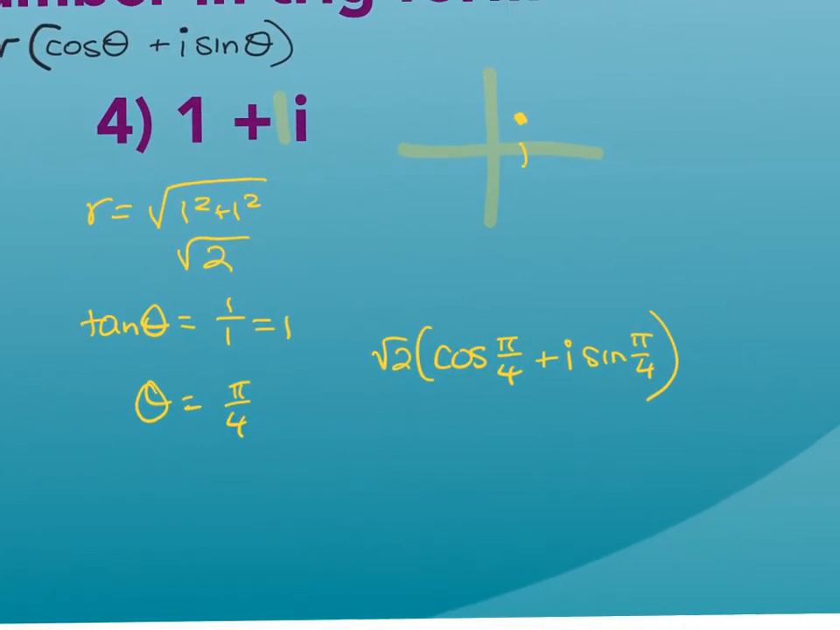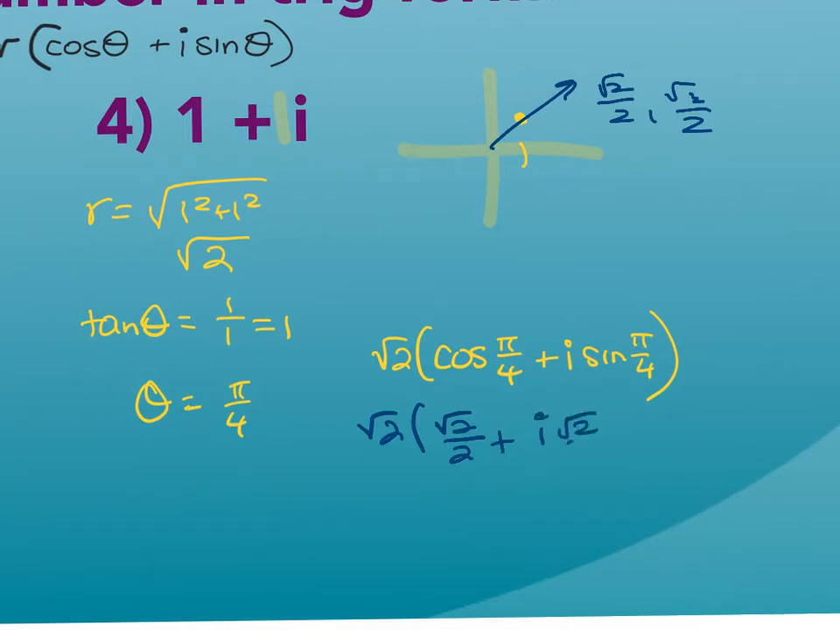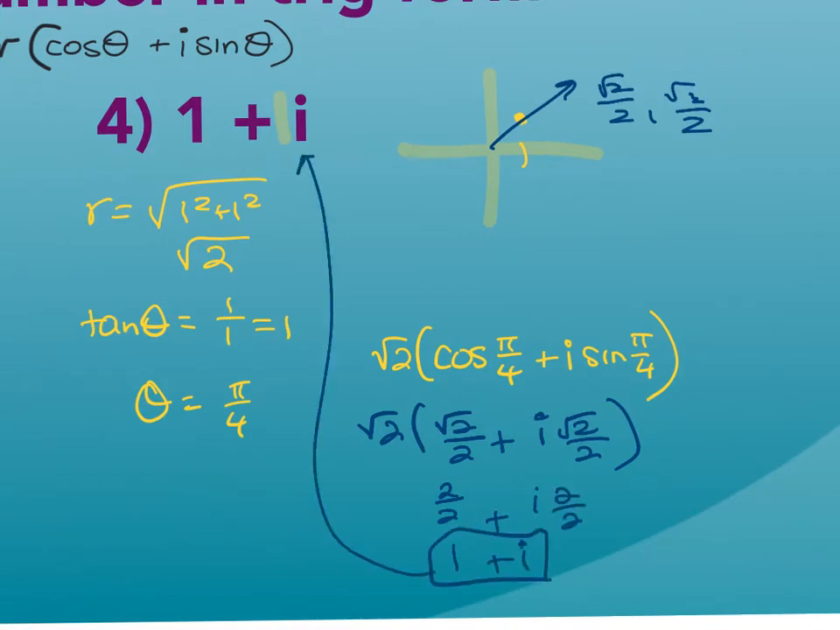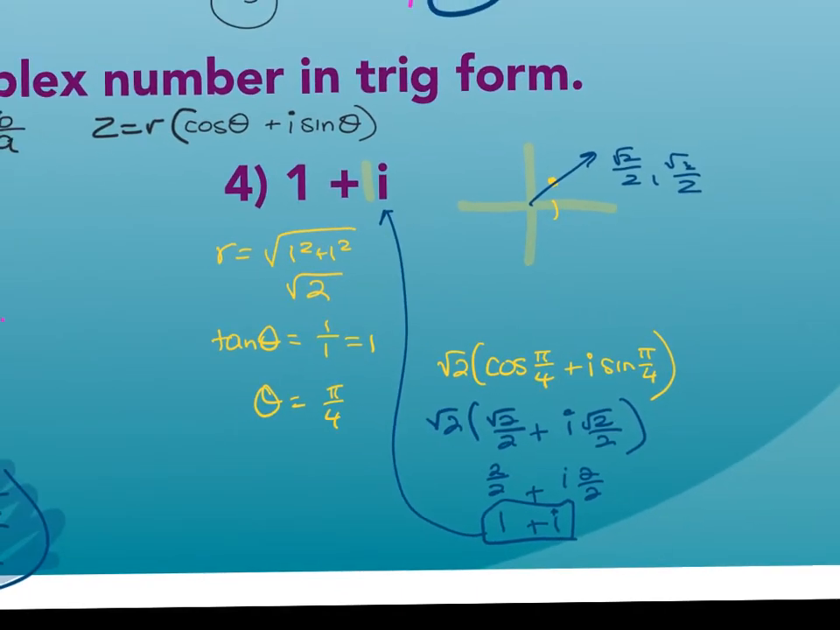And then again, remember, if you've got extra time, these are easy to check, right? So if I know pi over 4 is √2 over 2 and √2 over 2, then I can say root 2 times the cosine of pi over 4, which is root 2 over 2, plus i times the sine of pi over 4, which is root 2 over 2. Multiply those in, and root 2 times root 2 is 2. I'd get 2 over 2 or 1, plus i, 2 over 2, or plus i, and then that matches that, okay? But again, only if you've got extra time.